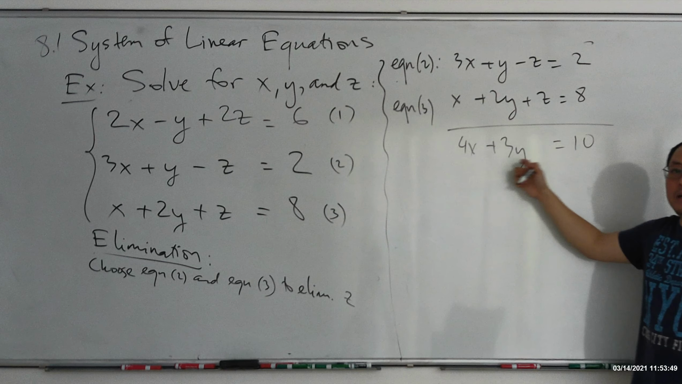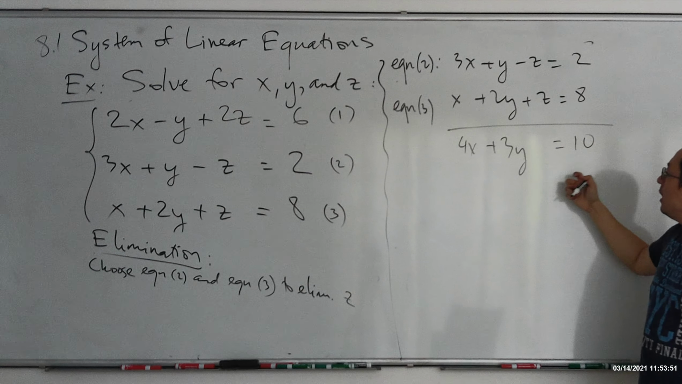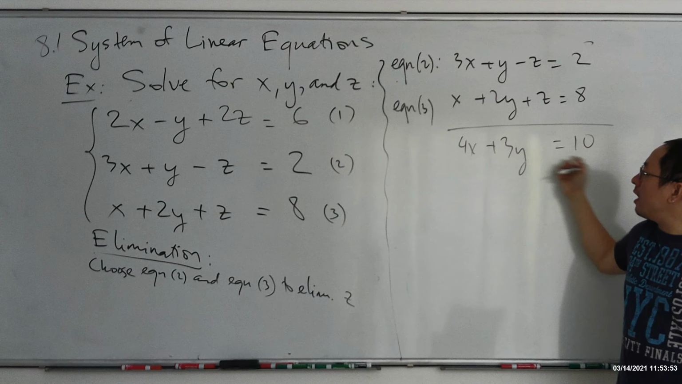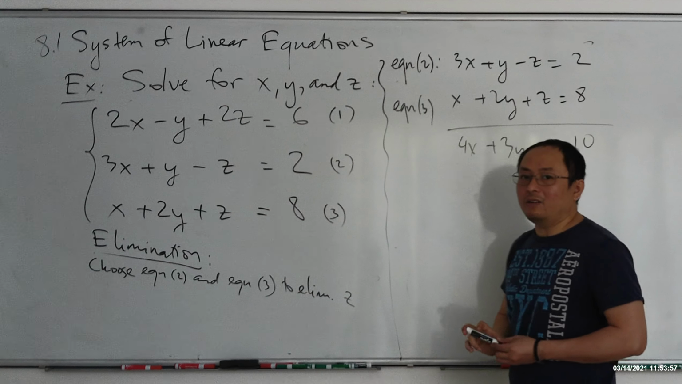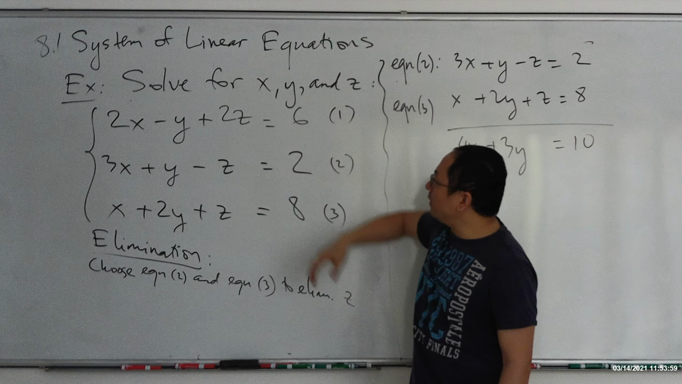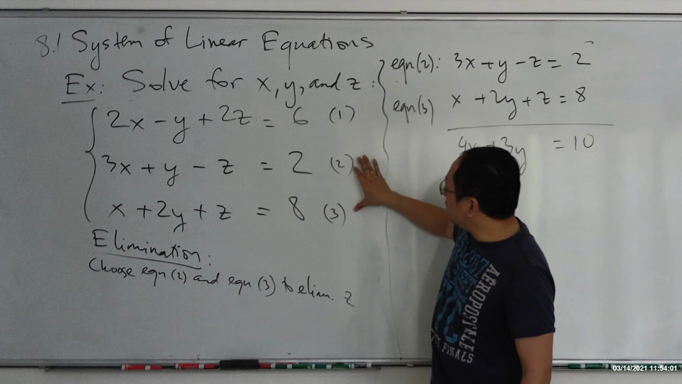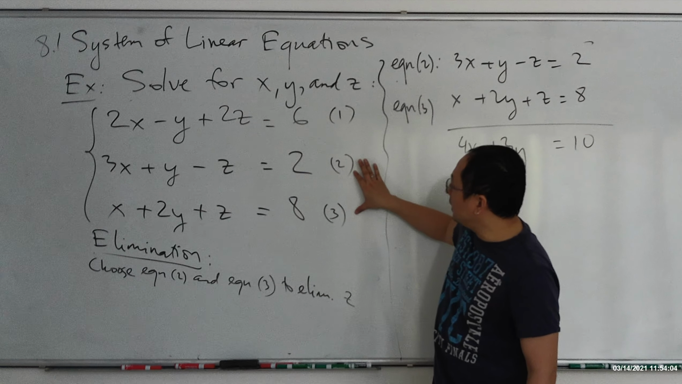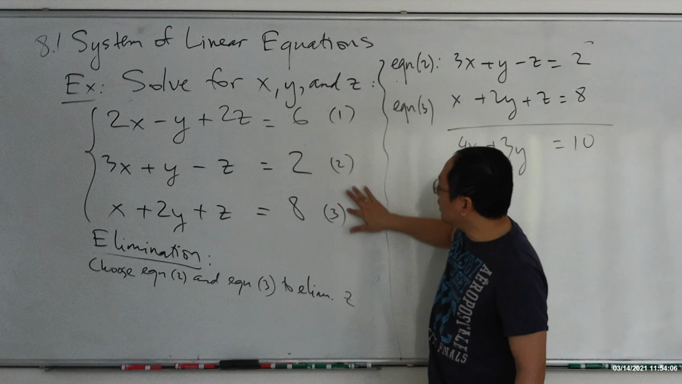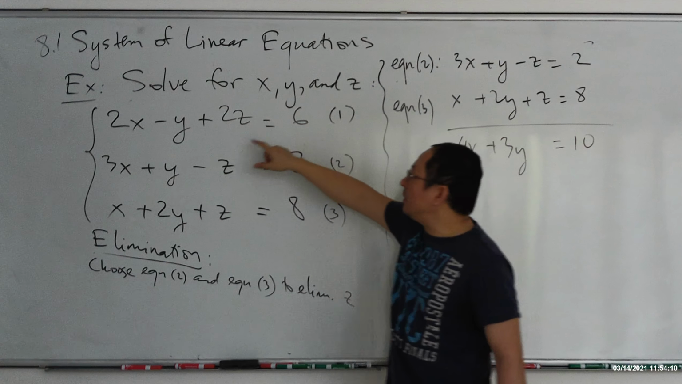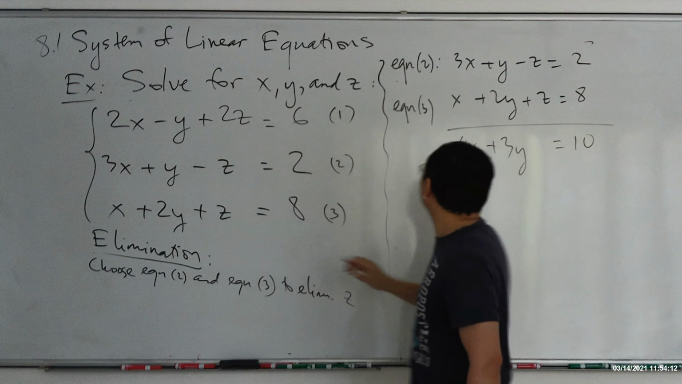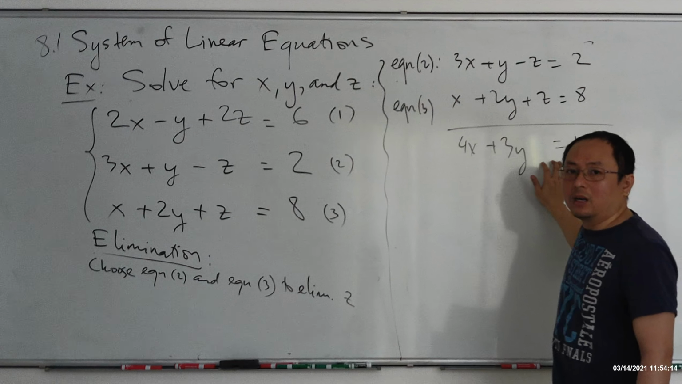We see what happened in here? We have a new equation with two variables only, just x and y, no z. And what do we do now? We have to choose another pair of equations. We already used 2 and 3, right? Equation 2 and equation 3. Now you can choose equation 1 and equation 3, or equation 1 and equation 2. And you have to eliminate z again, because our bottom line is we're looking for another equation in x and y.